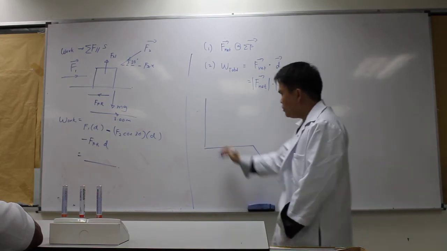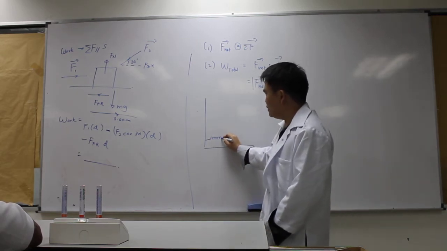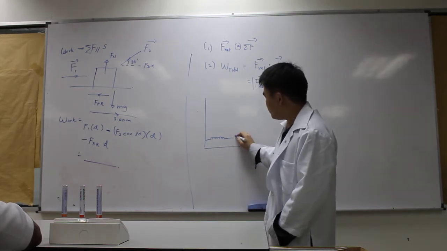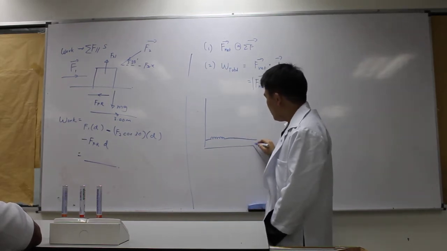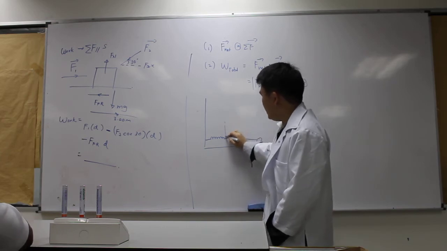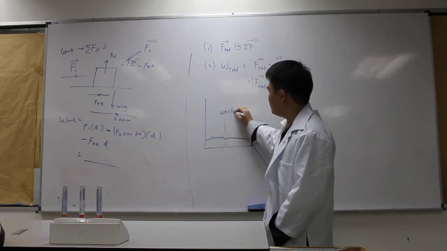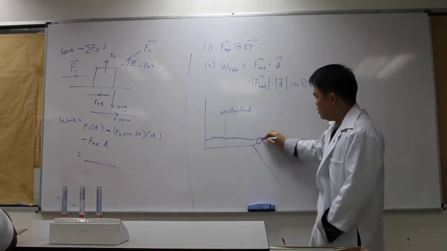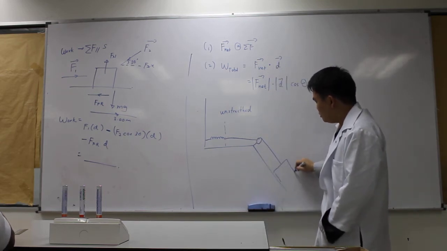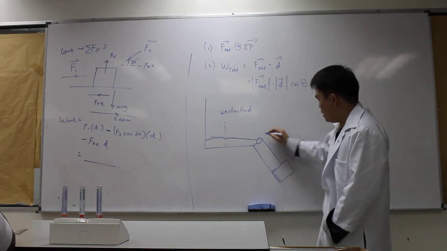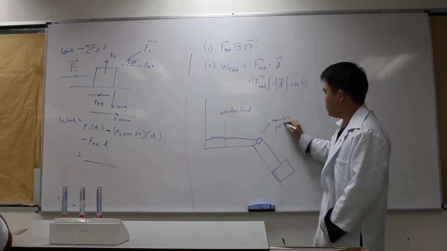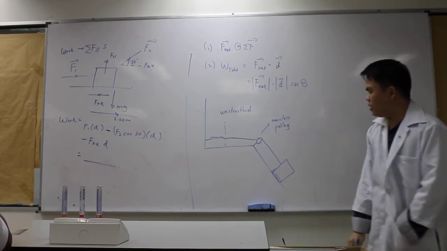Something like this. So, there is a spring here. Initially it is unstretched. It goes through a massless pulley like that, and there's a mass on this one, of course.